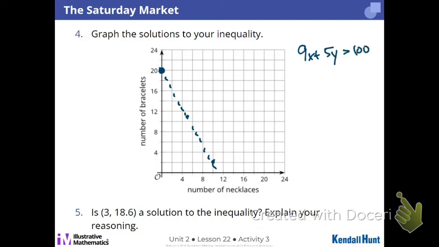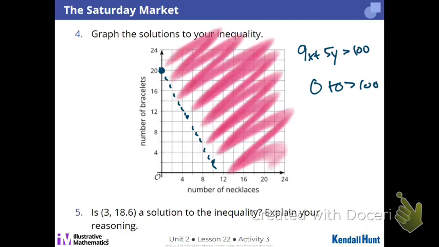Okay, what's a great point to test? Even though I think you know where to shade just by context. So if I put 0, 0 in here, is 0 greater than 100? No. So the origin better not be shaded. Okay? It better not. We'd have to shade above this line.